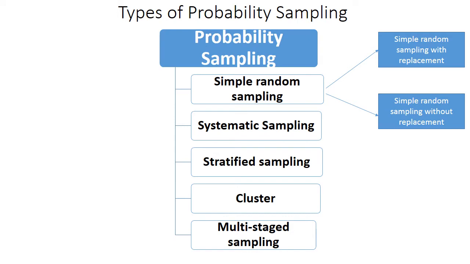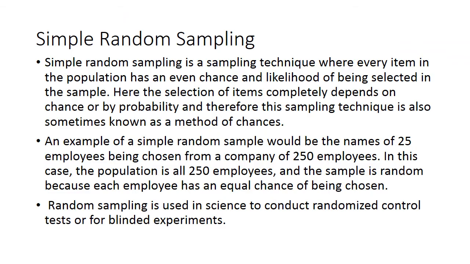Now see, this figure shows that there are different types of probability or random sampling. First is simple random sampling, which is further divided into simple random sampling with replacement and simple random sampling without replacement. Simple random sampling with replacement is the one in which each element of the population has a known or equal probability of getting selected. Or in simple words, each member of the population has an equal chance of being included in the sample. It is the most common method of selecting a sample from the population.